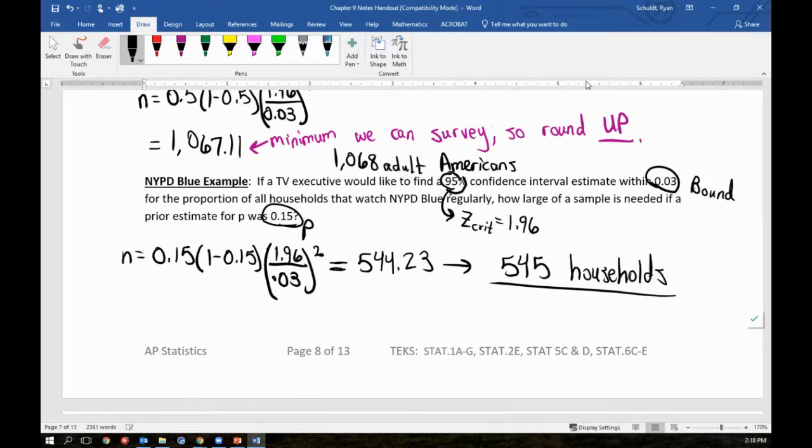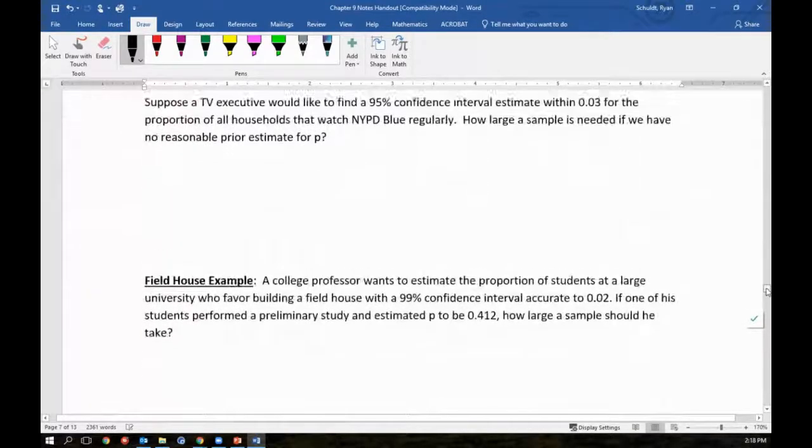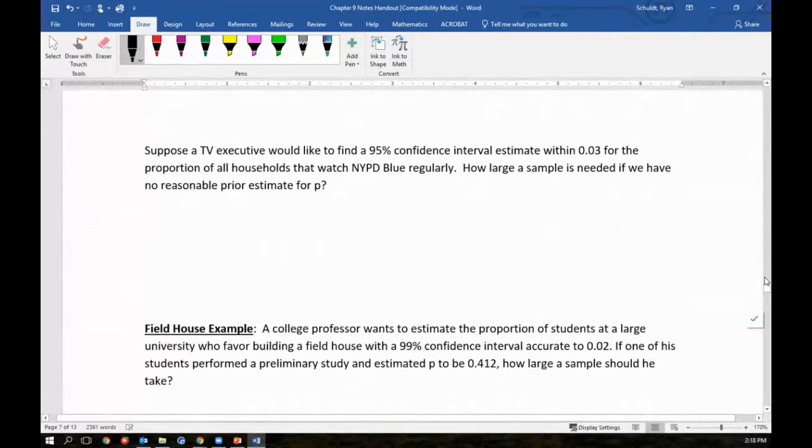Okay. Let's look at the next one. I'm going to just breeze through this next one real quick because calculation-wise, it's the same as that first one we did, but I need to make a point on it. So again, we want 95% confidence. So Z critical is 1.96. Our bound is 0.03.